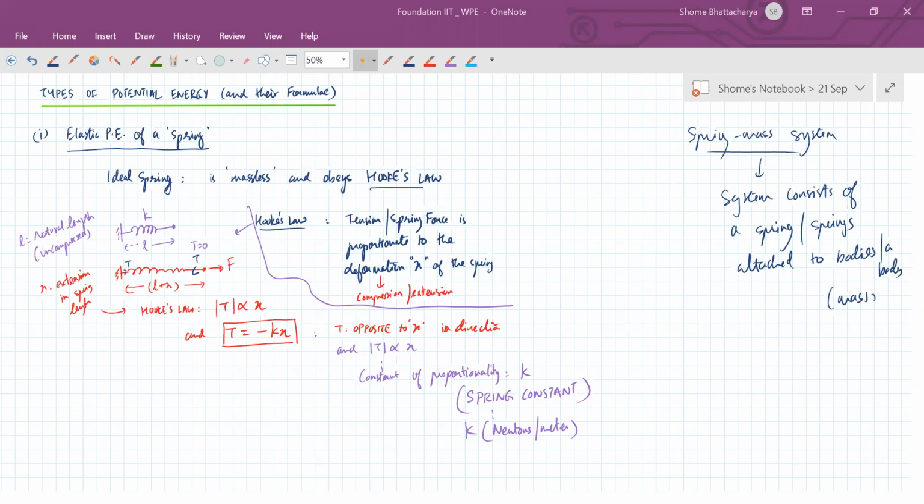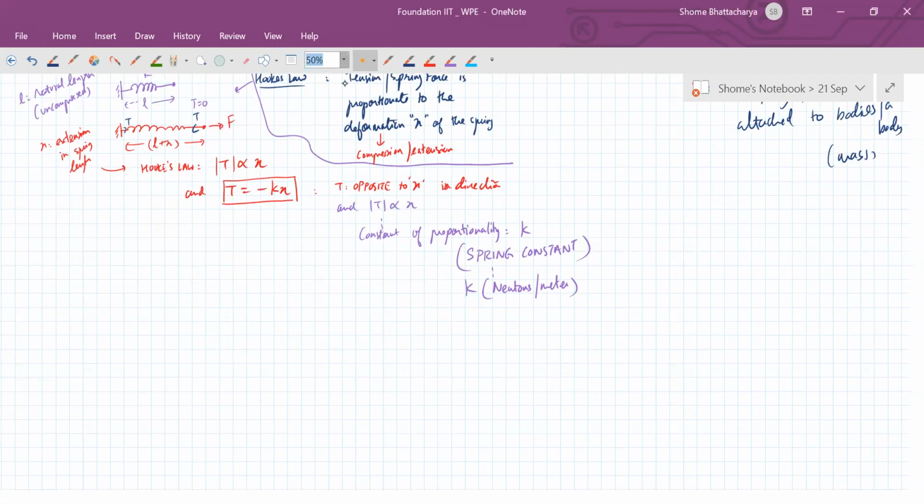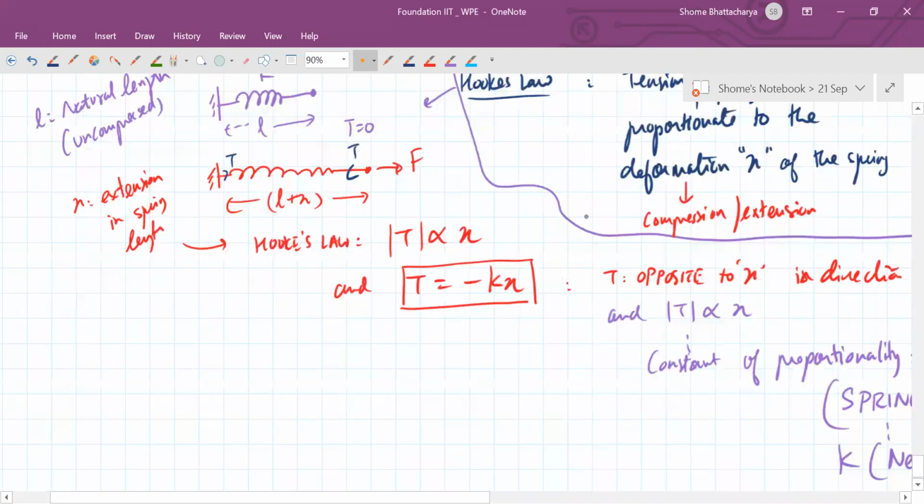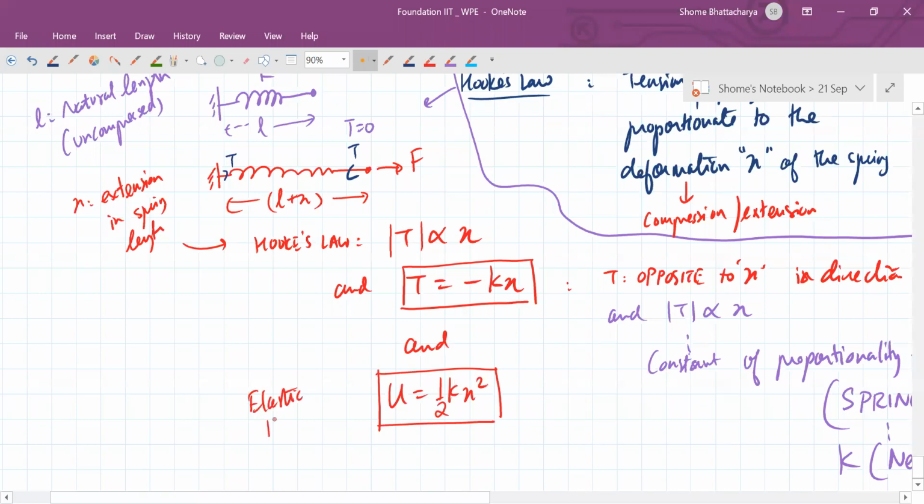Okay, next thing, the potential energy of a spring. Just like the tension is given by this formula, the potential energy is given by another formula: half kx square. This is the elastic potential energy of a spring which is having an extension of x.